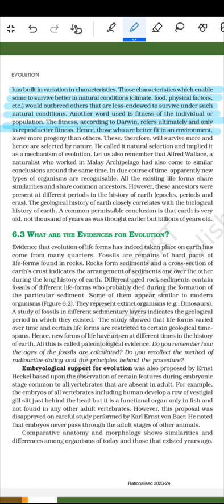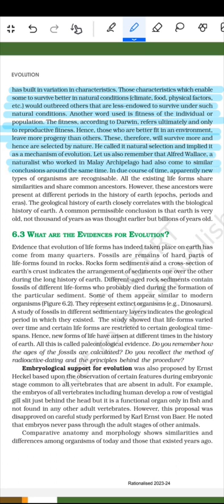Hence, those who are better fit in an environment leave more progeny than the others. These therefore will survive more and hence are selected by nature. He called it natural selection and implied it as a mechanism of evolution. Let us also remember that Alfred Wallace, a naturalist who worked in the Malay archipelago, came to a similar conclusion around the same time.